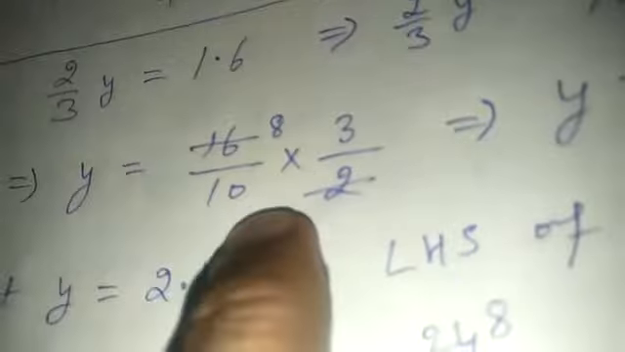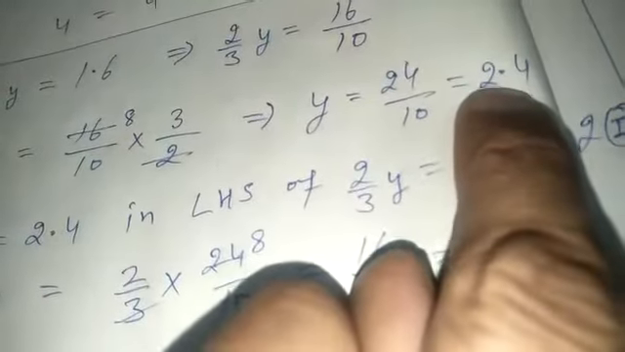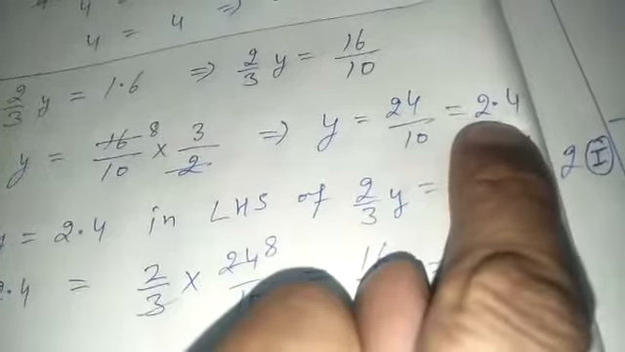I hope you know about it. 2 8s are 16. We will get y is equal to 8 3s are 24 by 10. That is 2.4. Our answer is 2.4. Now put this value of y, y is equal to 2.4, in the left hand side of the given statement.